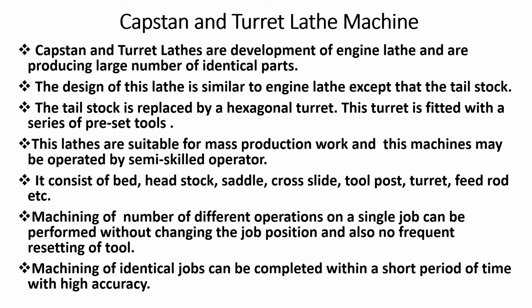Next, capstan and turret lathes are a further development of the engine lathe, and they produce a large number of identical parts. The design of this lathe is similar to the engine lathe except for the tailstock. As already discussed, the tailstock is replaced by the hexagonal turret. This lathe is suitable for mass production. What is mass production? Mass production means a large number of products will be produced.